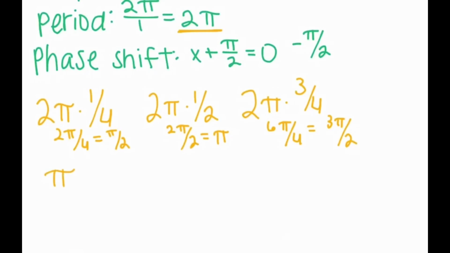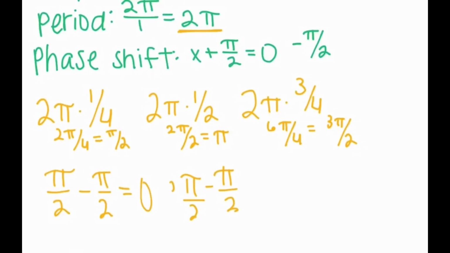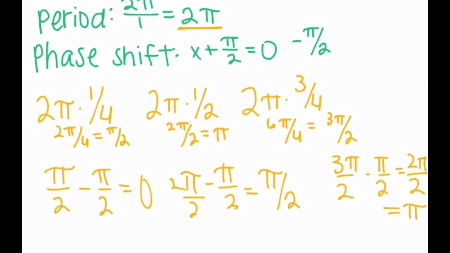You then subtract the phase shift from each one. So this is going to equal 0. This is going to equal pi over 2. And this is going to equal 2 pi over 2, which is equal to pi. Once you find all these intervals, you can start plotting the points on the graph.